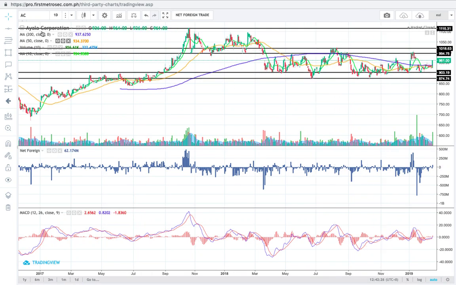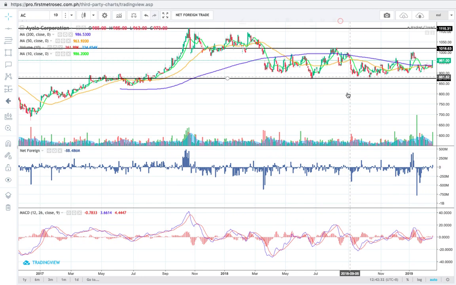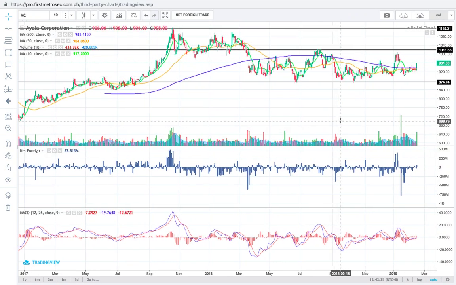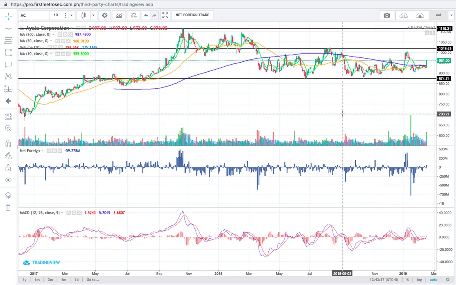So let's remove now the other horizontal lines. There you go. So here's a clean version of Ayala Corporation's chart with its major support and resistance levels. Again, our major support sits at 875 apiece, while the resistance level is at 1,019 pesos per share, which is a precursor to the next resistance positioned near 1,115 pesos per share here on top.